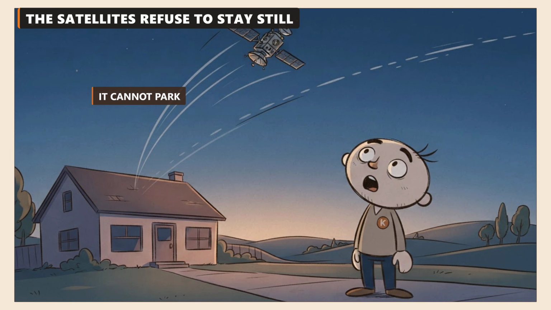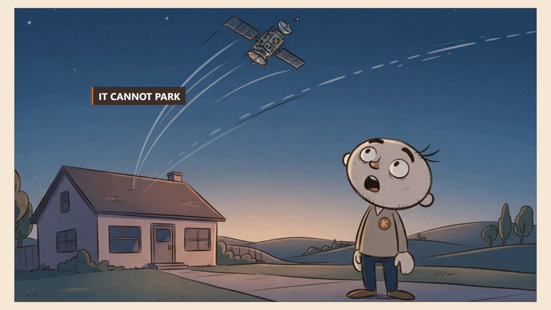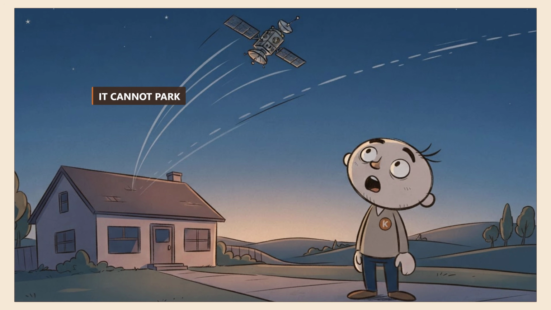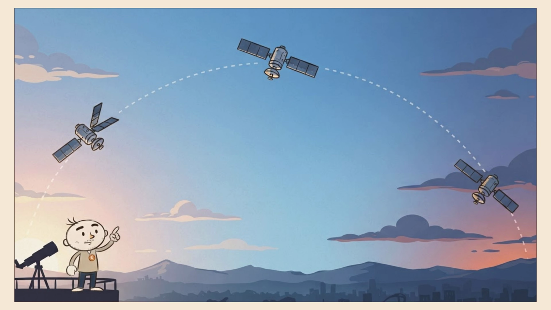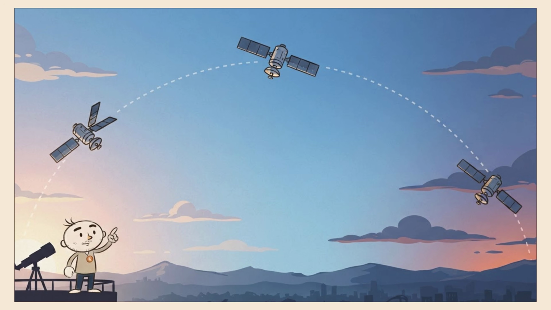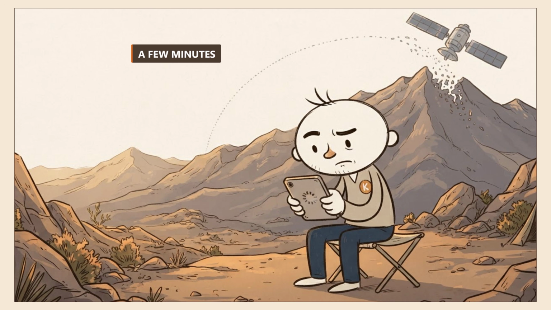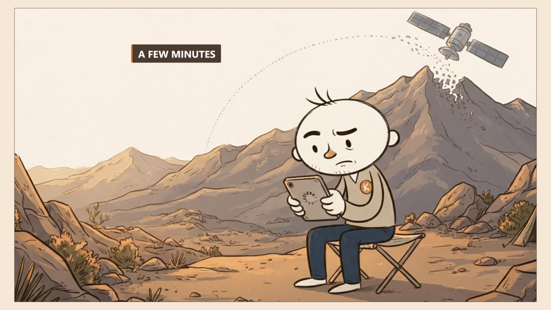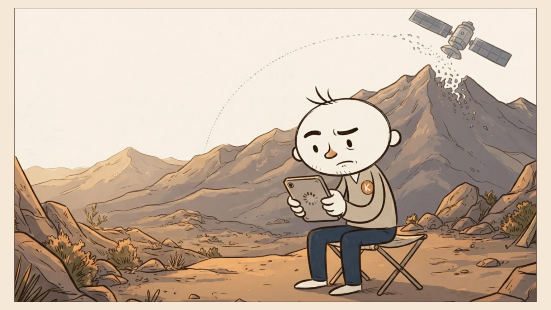Low orbit solves the distance problem. Then it creates another one. A satellite only a few hundred kilometers above Earth cannot remain over Kirac's house. It races across the sky at several kilometers per second. One satellite appears. It crosses the visible sky. Then it disappears. If Starlink used only one satellite, Kirac would have internet for a few minutes. Then he would wait till tomorrow.